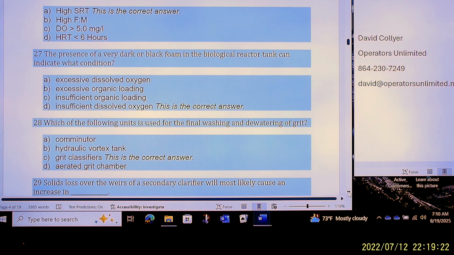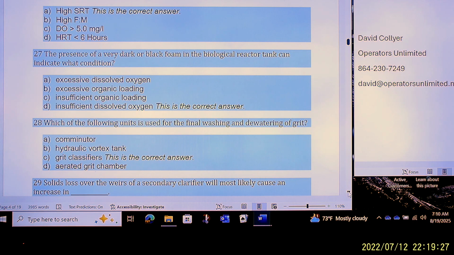Number 26, extended aeration processes are designed to have A, high SRT, B, high F to M, C, DO greater than 5.0 milligrams per liter, D, HRT less than 6 hours. The answer to 26 is A, high SRT.